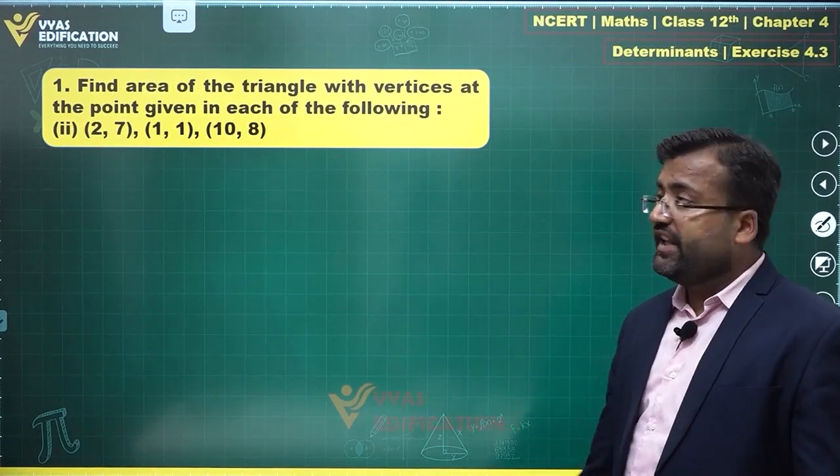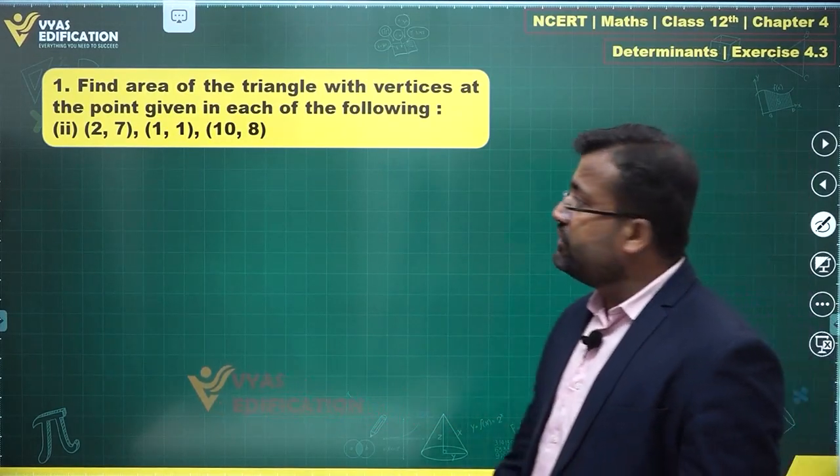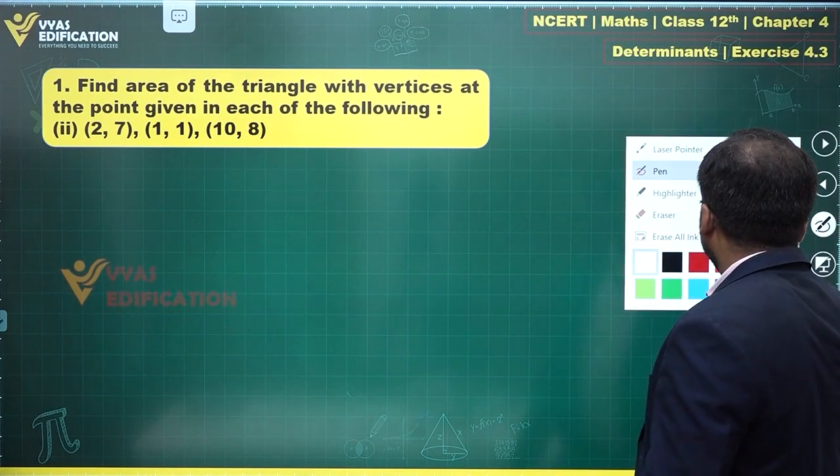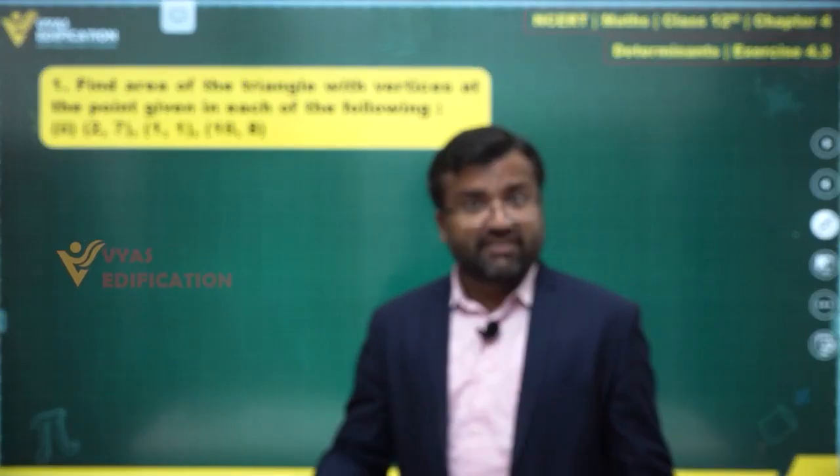Once again, we are supposed to find the area of this triangle over here having the coordinates 2, 7, 1, 1, and 10, 8. Now, how do we go about finding the area? The approach is once again very easy and simple.